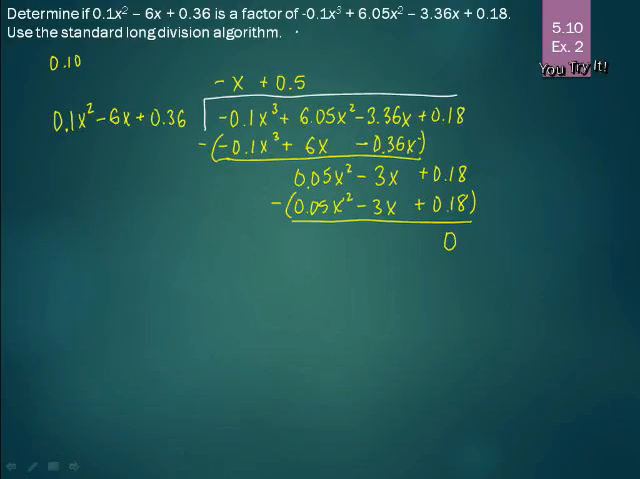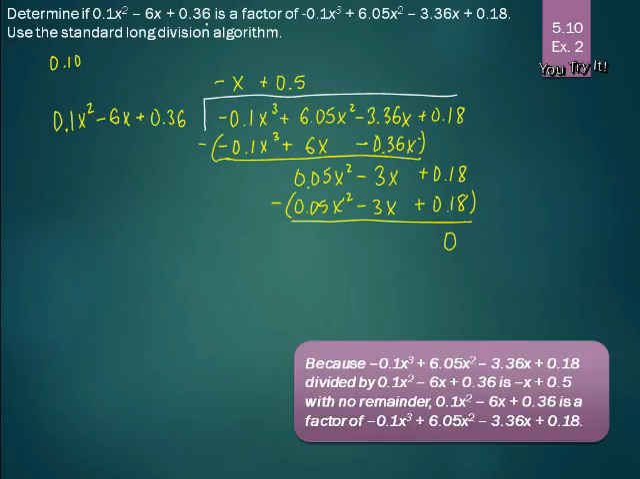And so we do know that this trinomial 1/10 x squared minus 6x plus 36 hundredths will be a factor because it divides with a remainder of 0. And so we know it divides evenly. So let's go ahead and summarize our answer. Because negative 1/10 x cubed plus 6 and 500ths x squared minus 3 and 36 hundredths x plus 18 hundredths divided by 1/10 x squared minus 6x plus 36 hundredths is negative x plus 5/10 with no remainder, 1/10 x squared minus 6x plus 36 hundredths is a factor of negative 1/10 x cubed plus 6 and 500ths x squared minus 3 and 36 hundredths x plus 18 hundredths.